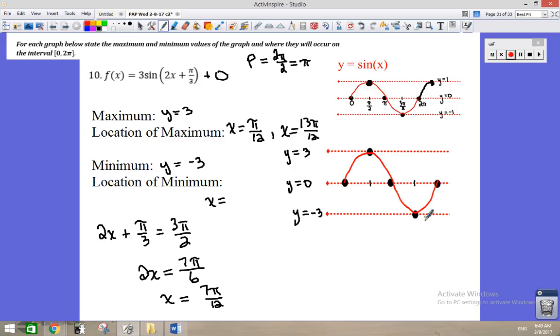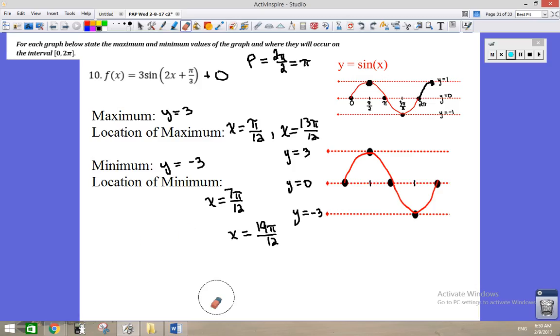If your minimum values are a period away, and the period is pi, if this is 7 pi over 12, then if I add pi to that, 19 pi over 12 is the next time that you're at the minimum value. If you input either one of these values into this function and evaluate it, the output's going to be -3 at those two places. If we add another pi, we'll be bigger than 24 pi over 12. We'll be outside of the interval from 0 to 2 pi.